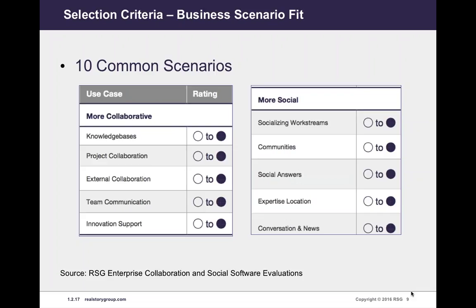Things like socializing existing work streams, developing communities of interest or community of practice, social answers, or we increasingly refer to this as the answer engines. A lot of great use cases around that. Expertise location, again, a lot of very interesting applications in professional services, in the legal industry, etc. And lastly, conversation and news.